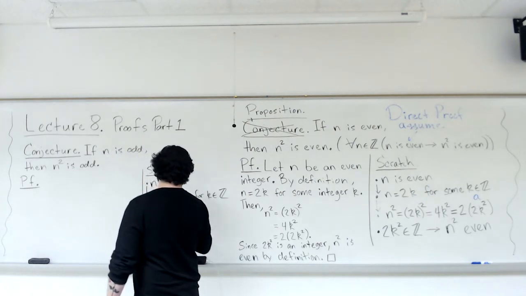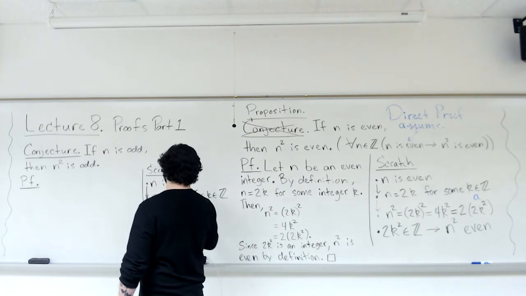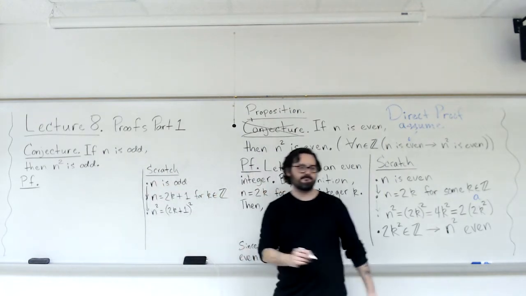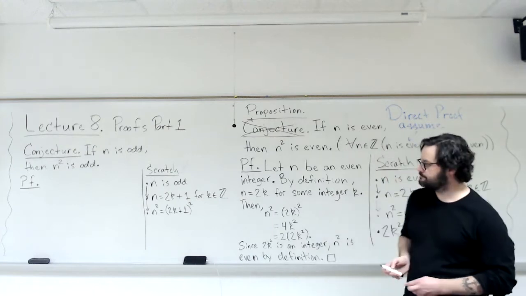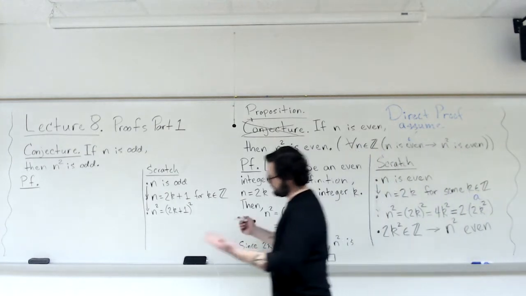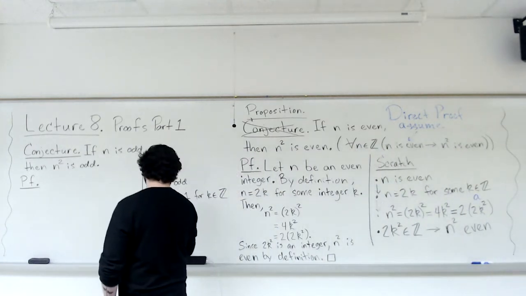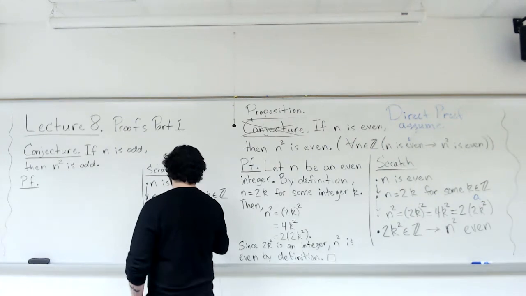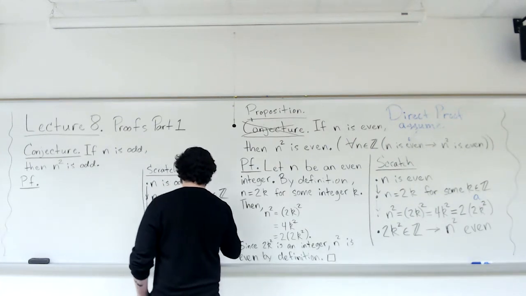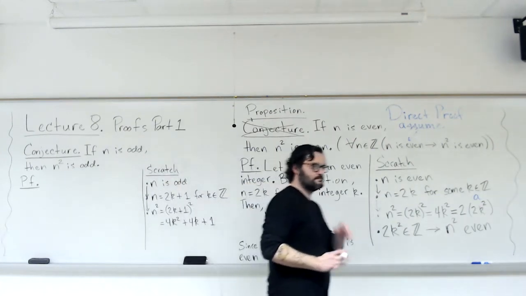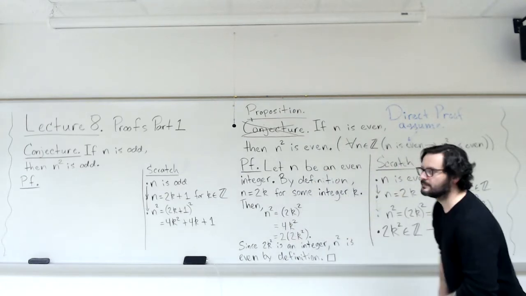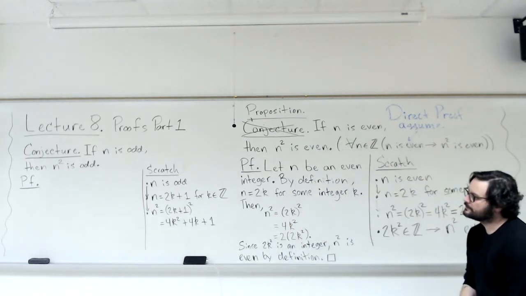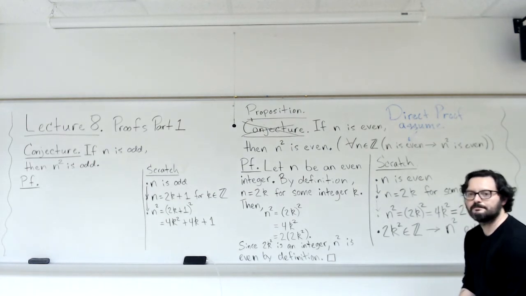Okay, so n squared is equal to 2k plus 1 all squared. So this is some algebra. We have what? This is equal to 4k squared plus 4k plus 1.